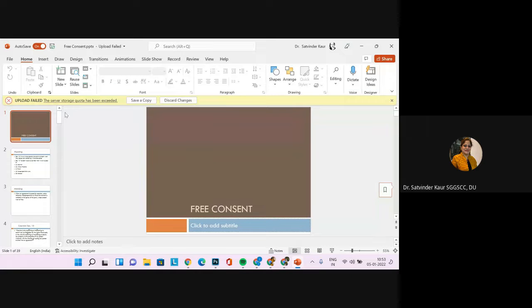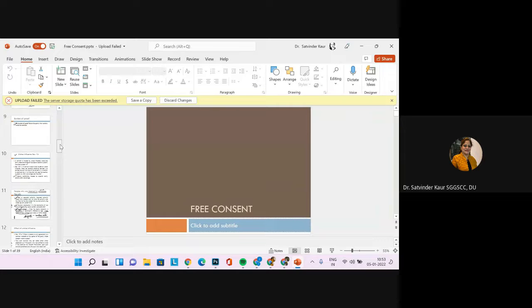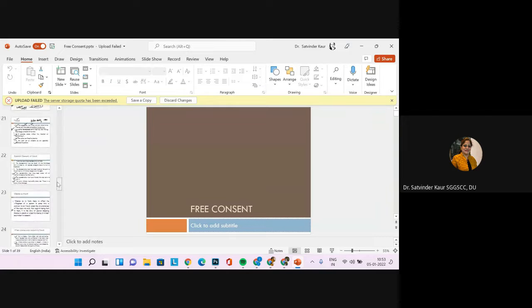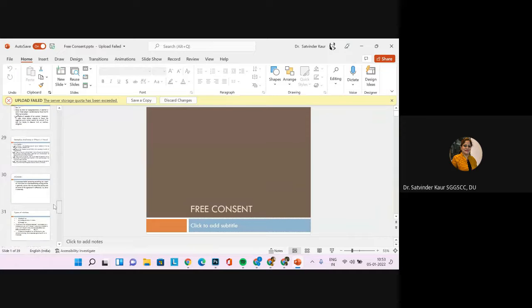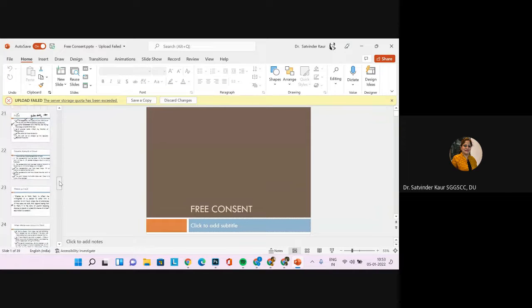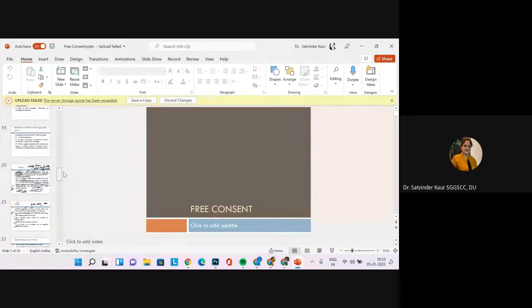Okay. So we have started with free consent, wherein we have already discussed the elements coercion, undue influence, and fraud. So today we are going to cover the element misrepresentation.